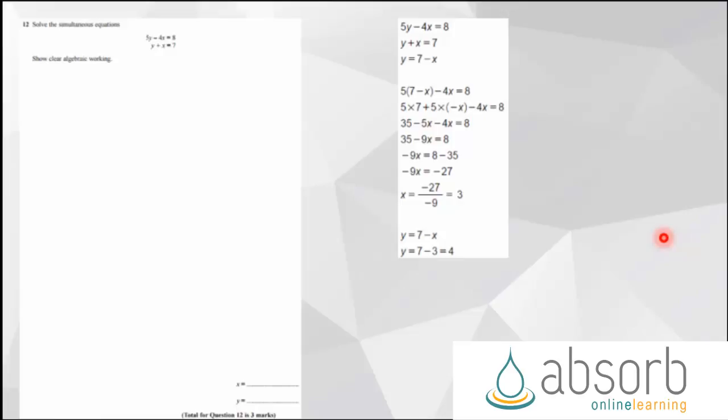Interestingly, just to extend this a little bit beyond what's in the question, if we drew graphs of these two equations, they would cross each other. They're straight lines. Both of these are straight lines, and they would cross each other at the coordinates 3, 4.